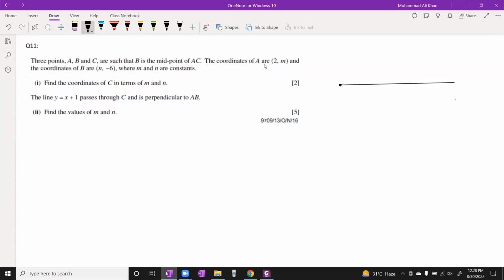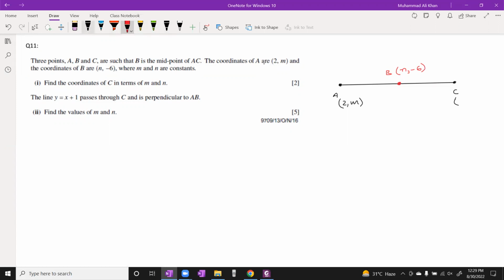Here it is A, here it is C. A is 2 and small m. C we don't have, and B is the midpoint of AC. So what is B? n minus 6. Find the coordinate of C in terms of M and N.